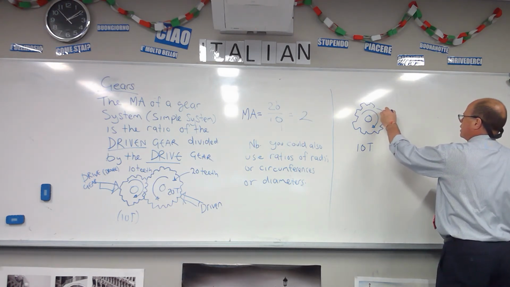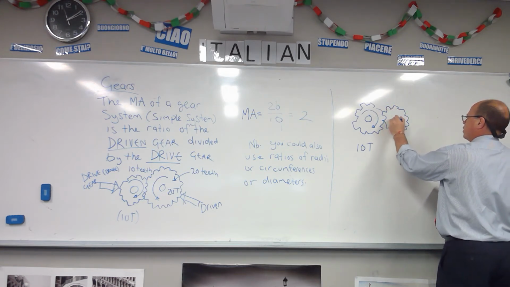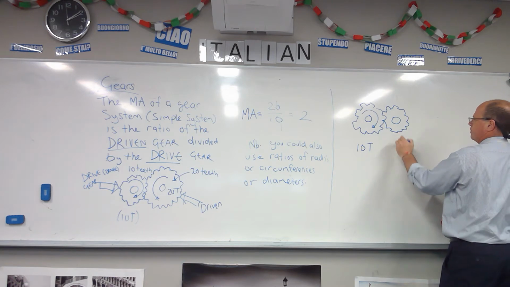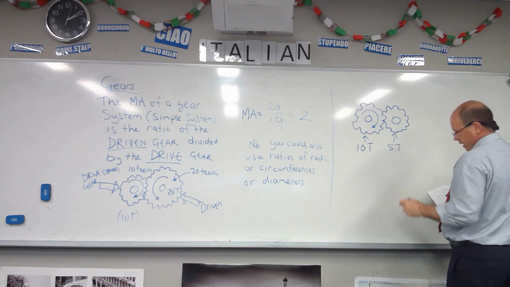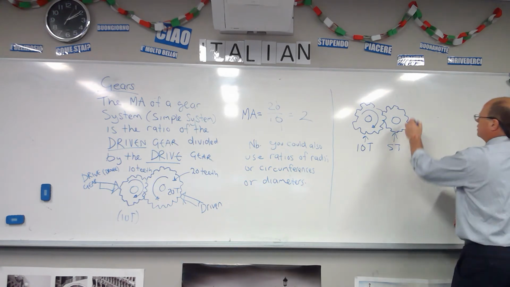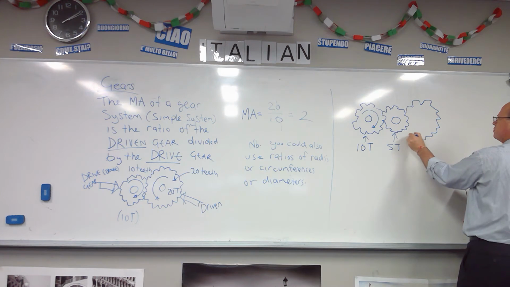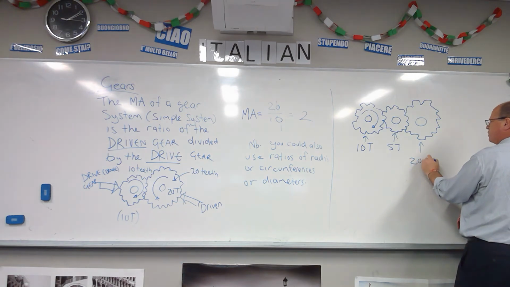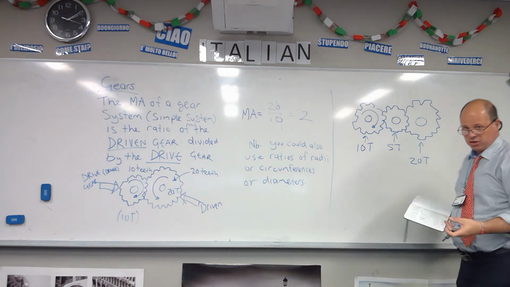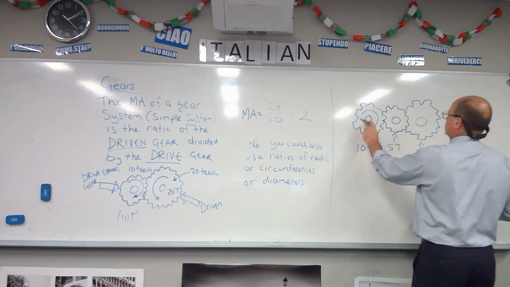And it's quite a strange situation, but the idler gear, it doesn't matter what size it is. If this is 10 teeth, we could make that 5 teeth. And then if we make our driven gear, like in the first example, 20 teeth, our mechanical advantage is still going to be driven over drive.